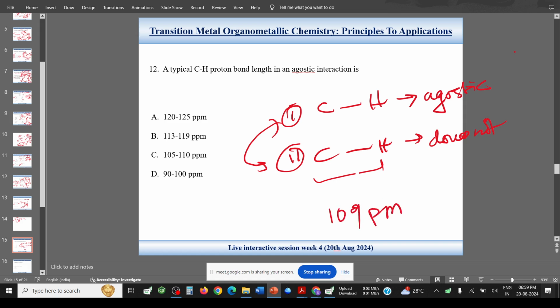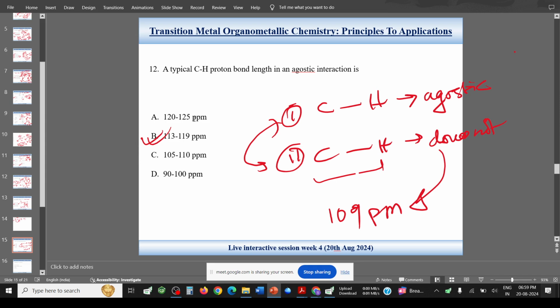So for agostic interaction, it will be just more than 109. So here the correct answer is option D. The normal one, which does not have agostic interaction, is 109, so it will be slightly more than that. So the proton having the agostic interaction will have a bond length slightly more than the normal bond length, which is 113 to 119 pm.